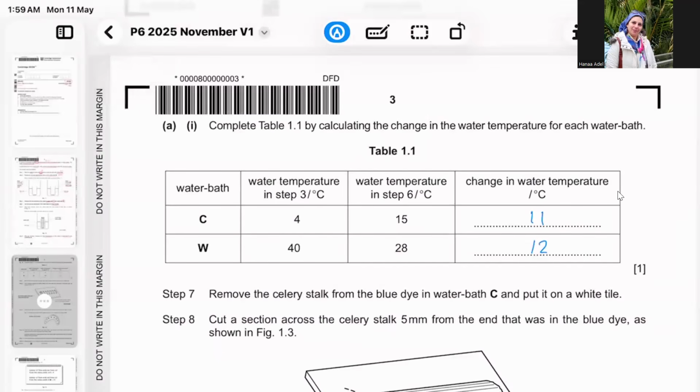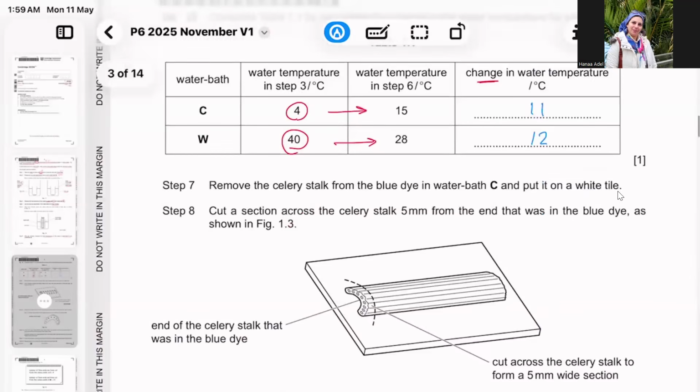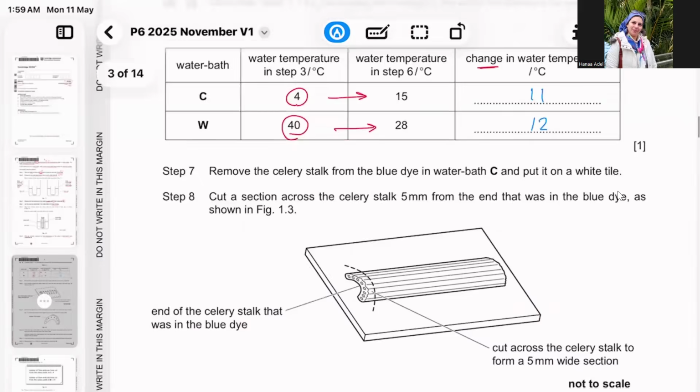Complete Table 1.1 by calculating the change in water temperature for each water bath. So at the beginning, the first temperature is 4, and then it becomes 15. And in W, it was 40, and it becomes 28. So we calculate the change in temperature by subtraction. It equals 11 and 12, but one of them is an increase and the other is a decrease.